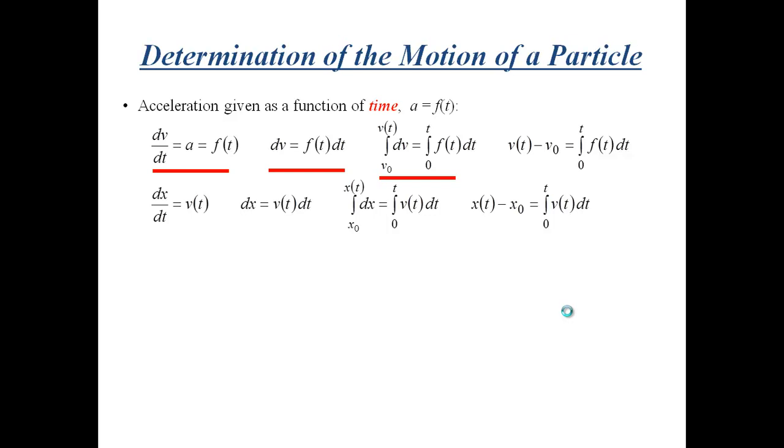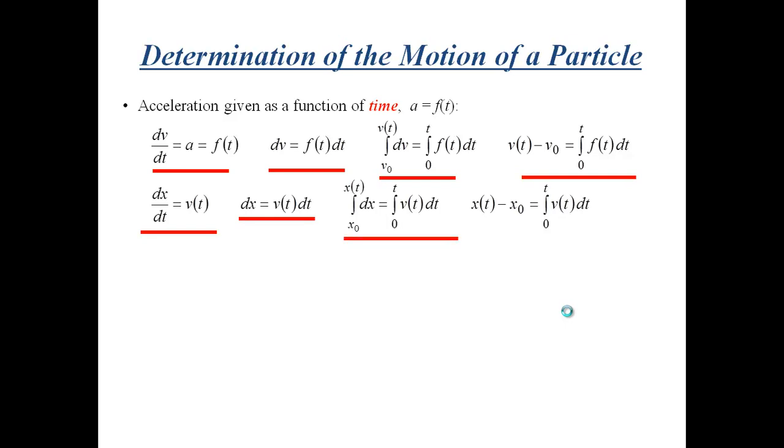So this will give you the values v of t minus v of 0 is equal to integral 0 to t f of t dt. So now we will move to the next one. dx by dt is equal to v of t. And further we can substitute dx is equal to v of t dt.